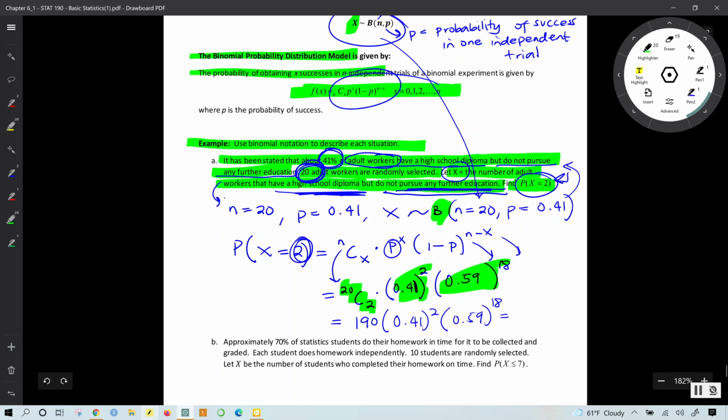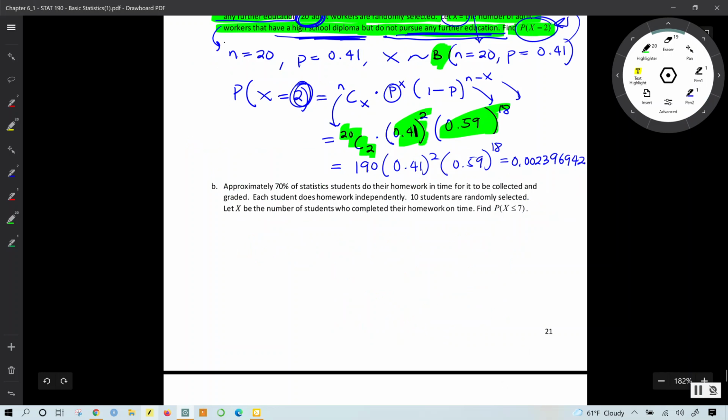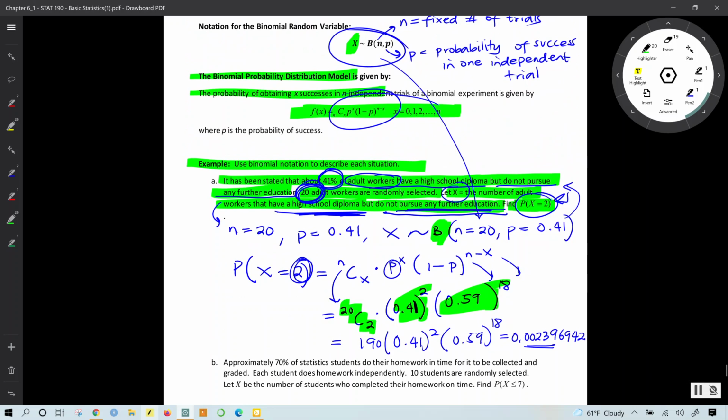So on my calculator, let's see what I get. If you multiply 190 by 0.41 squared by 0.59 raised to power 18, this is the answer I have. Well, in reality, you would not need to cram this formula. Let's see the alternative ways of computing this probability. As you might already guess, StatCrunch can help us to do this. So let's see how this is done in StatCrunch.